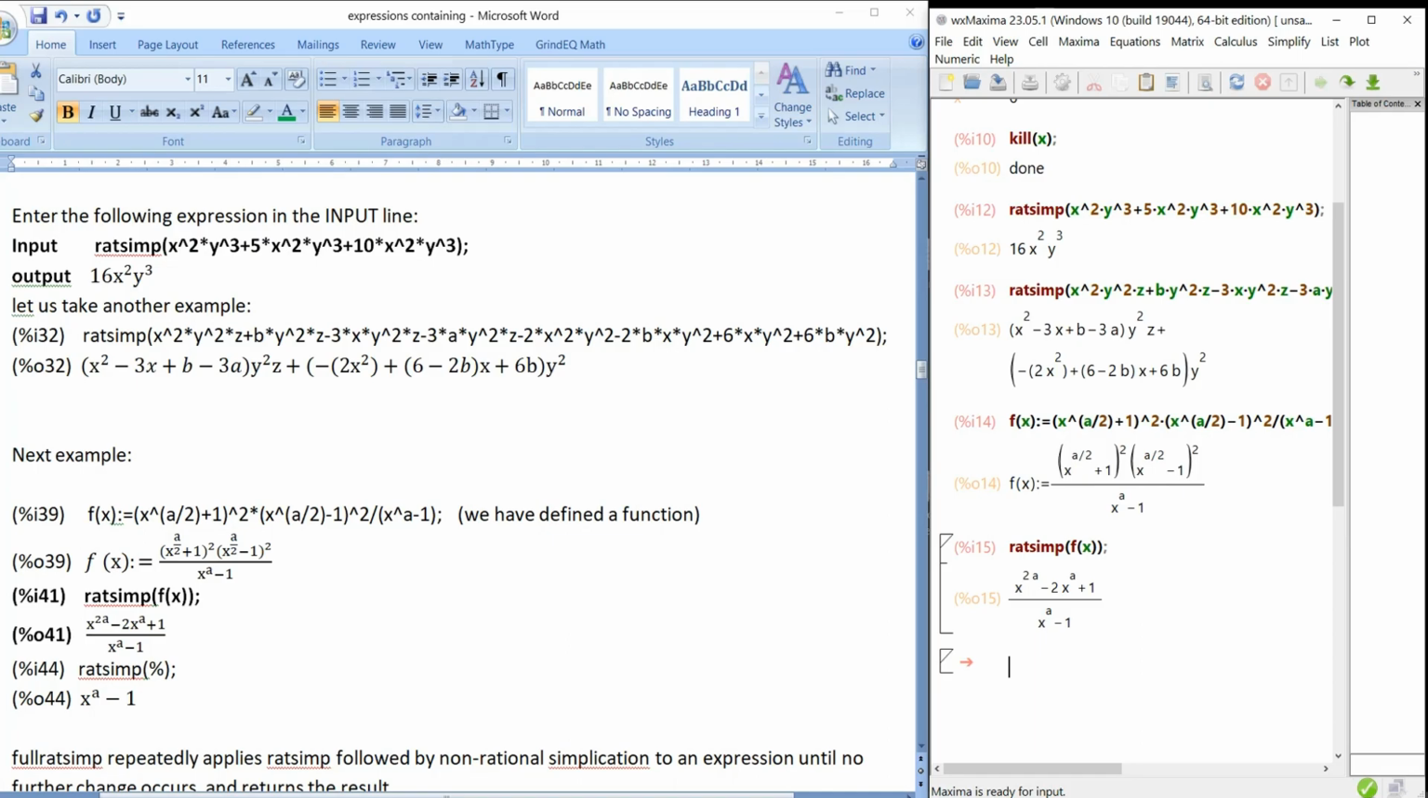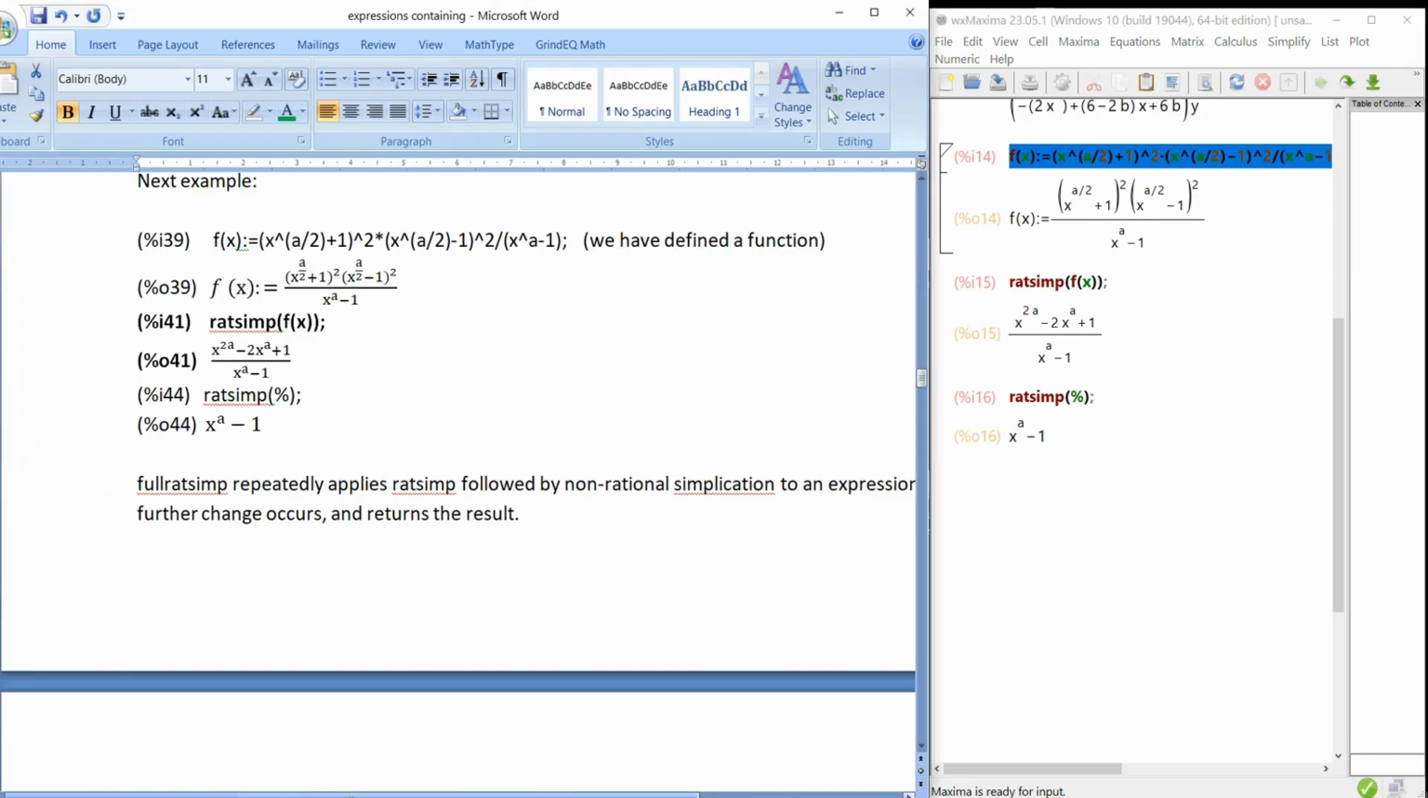Clear? Again, this is not solved completely. Again I apply ratsimp, and I use the output of the previous step. So I write ratsimp and inside the brackets I write the percent sign only. Percent sign means we are using the output, this one, for the next step, right? Shift enter. Now it has been solved completely. The expression has been solved completely and the answer is x raised to the power a minus 1. Clear?